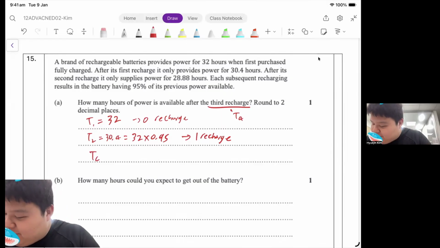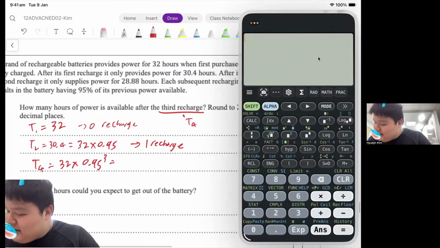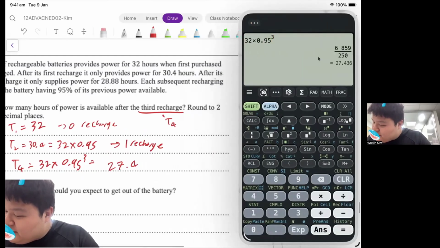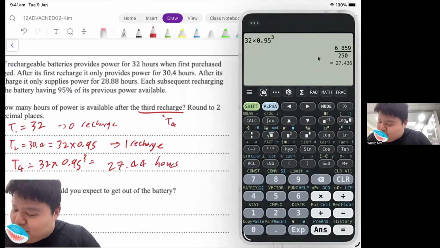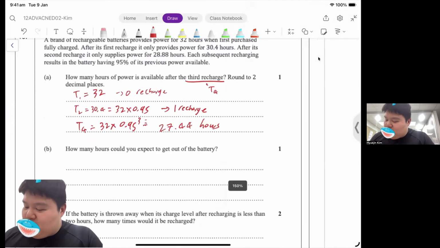So now we get T4 equals 32 times 0.95 to the power of 3. And you'll get 27.4, 2 decimal places, 44 hours, approximately. When you do the approximation, you make sure to round properly and then all should be fine.